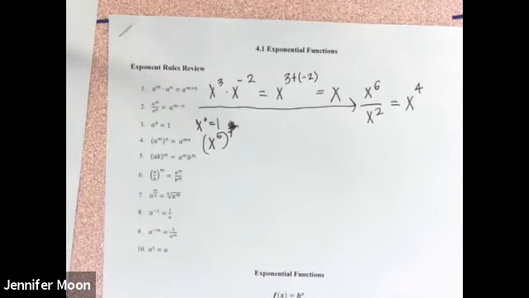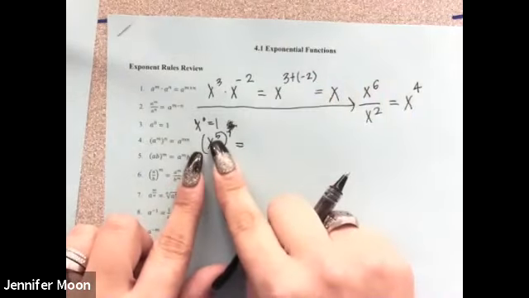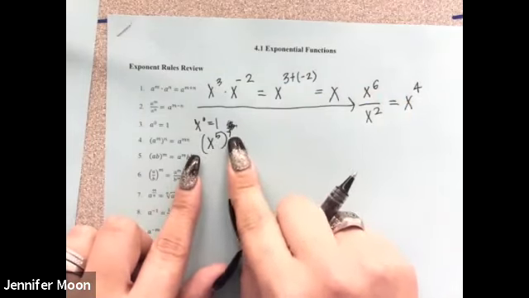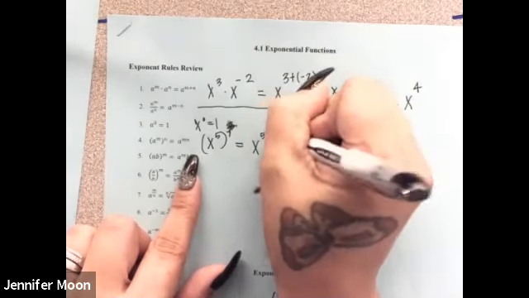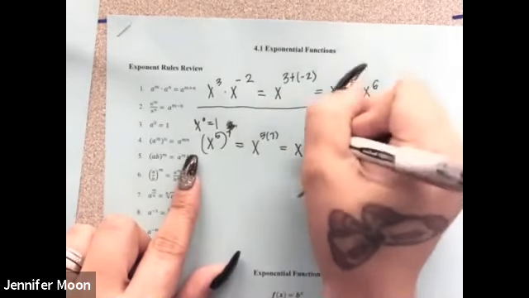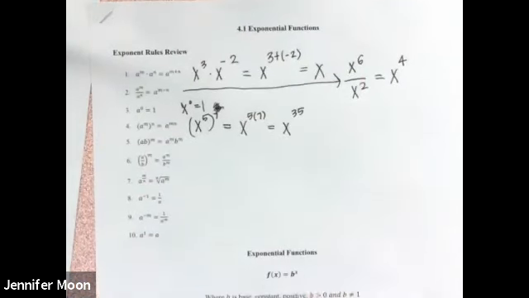So many videos. So if I look at this, I notice I have something raised to a power, raised to another power, okay? Power to a power, multiply your powers. X to the 5 times 7. X to the 7 times 5 is 35. Signs are the same, so it's positive. Just x to the 35, that's what you get, okay?